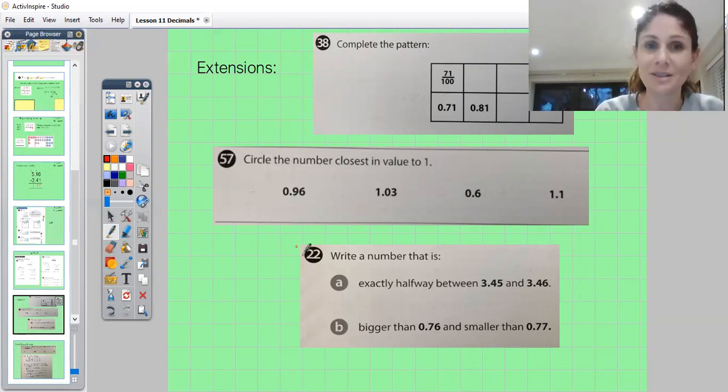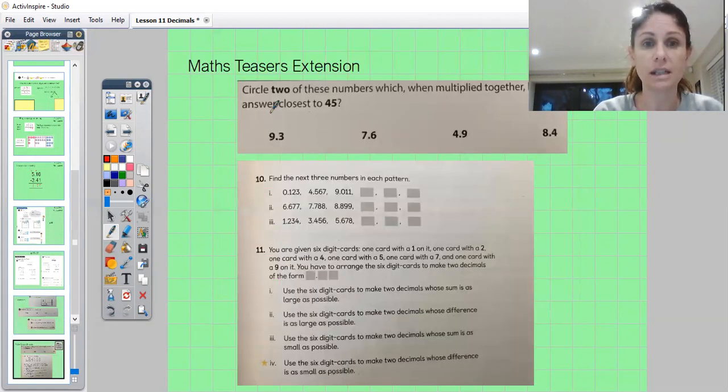Have a look on the tapestry post. There's some questions and the answers are with it. And then Maths Teasers group, you have got one little question and then you've got some Maths Teasers questions as well. It's all there for you.